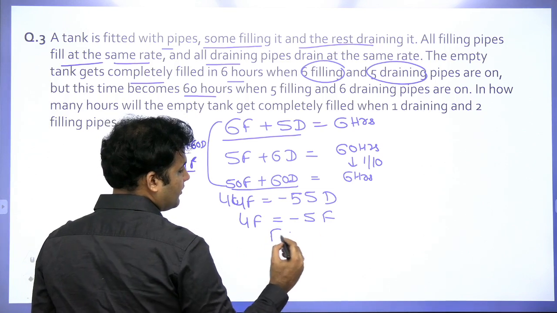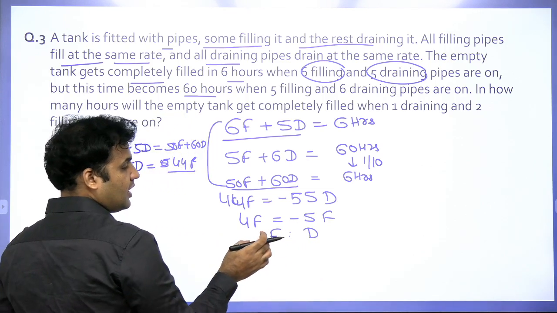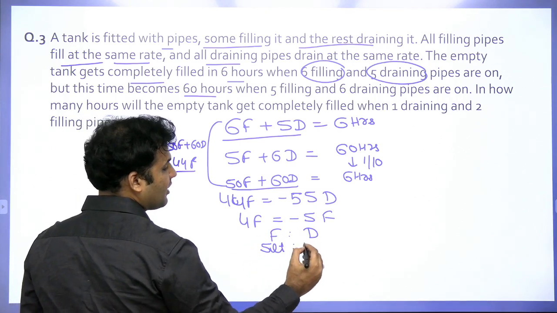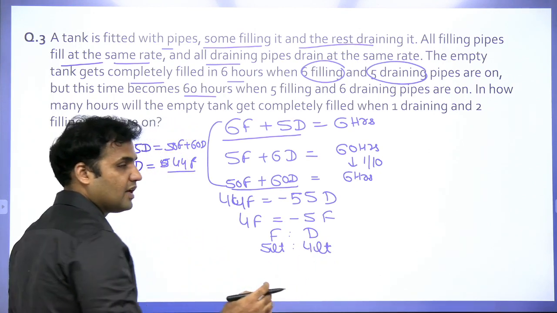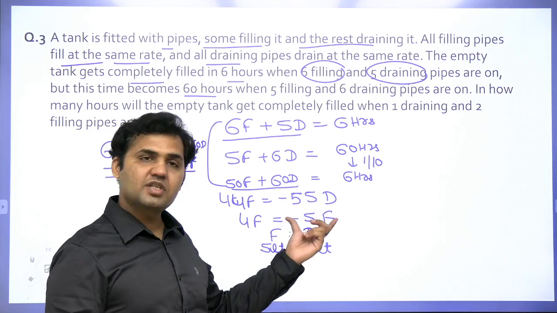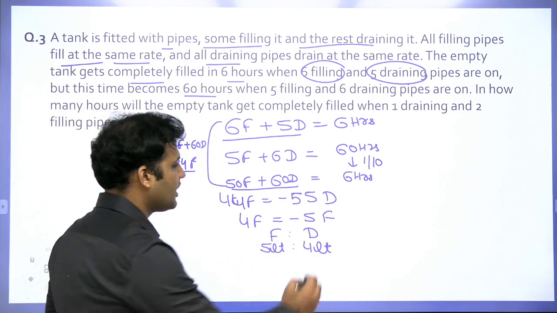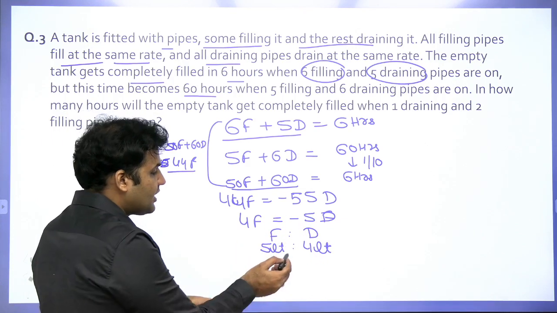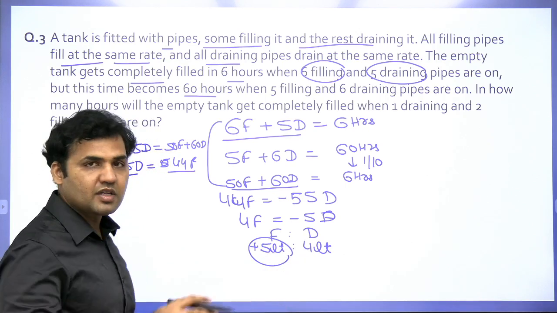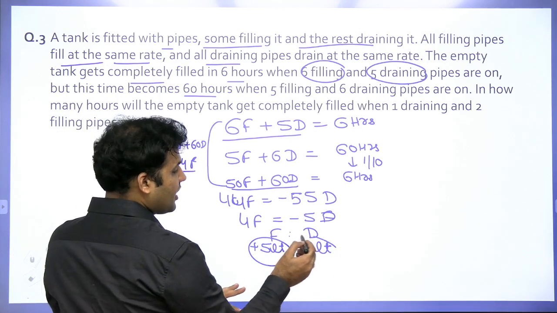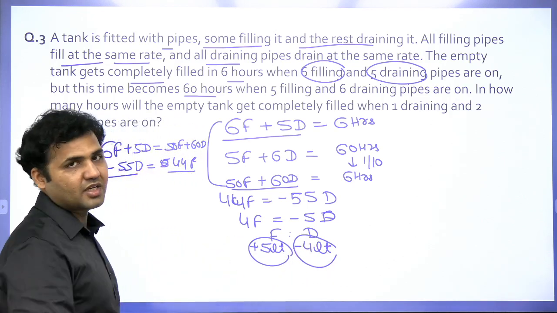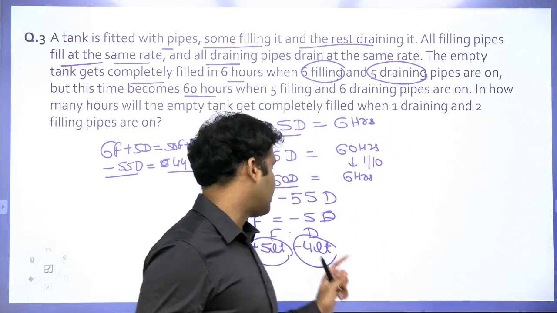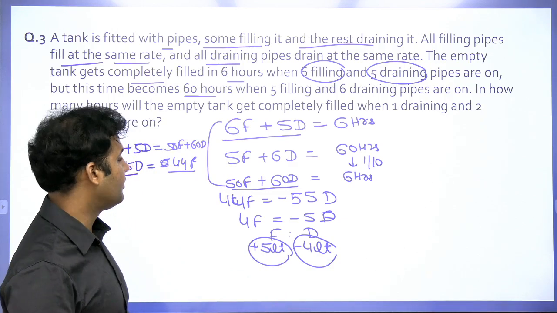That means if a filling tap is putting in 5 liters of water inside the tank, then the draining tap is taking 4 liters of water outside the tank. This is the efficiency ratio, right? Filling upon draining. The filling and draining ratio is coming out to be 5:4. That means if a filling tap is putting in 5 liters of water inside the tank, in the same time, a draining tap is taking 4 liters of water outside of the tank. फिलिंग टैप जितनी देर में 5 लीटर पानी डालेगी, ड्रेनिंग टैप उतनी देर में 4 लीटर पानी बाहर निकालेगी. This is what you have to use now.